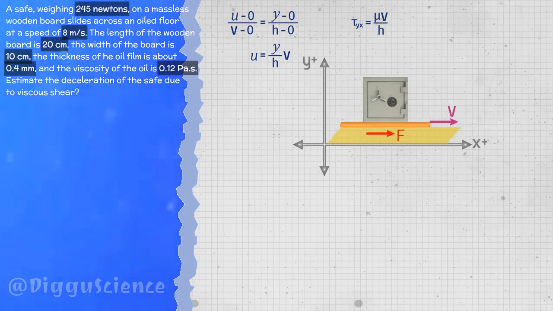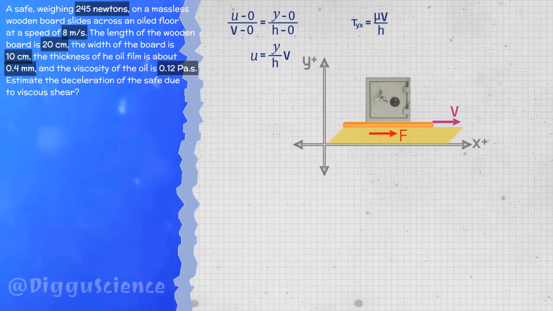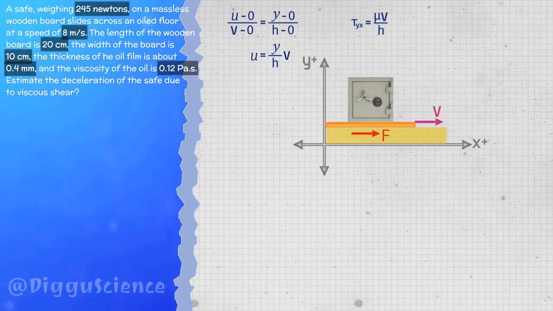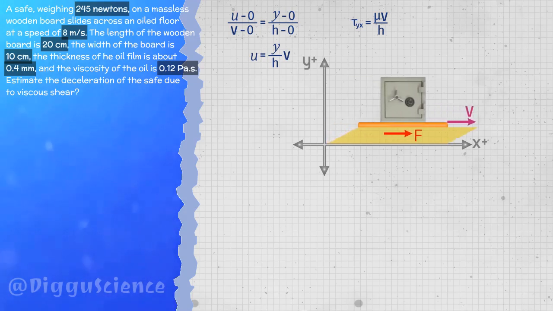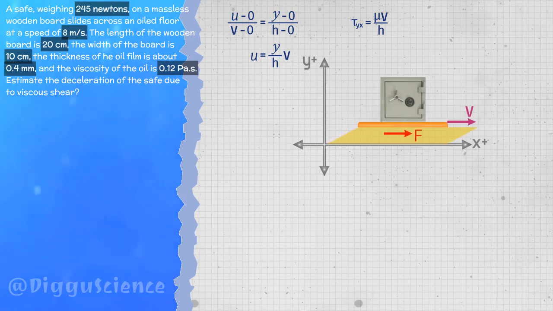The safe slides to the right. So this F is not an external force pushing the safe to the right. Throughout the movement, there is no external force pushing the safe. The safe moves by itself with an initial velocity of v. When the safe slides at a velocity of v, then we know that a force has acted on the fluid layer.